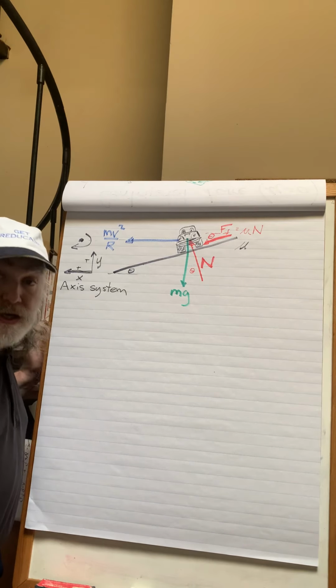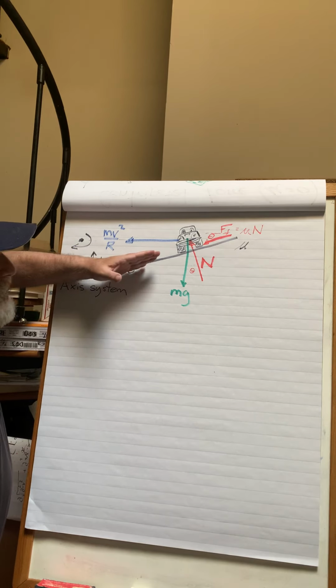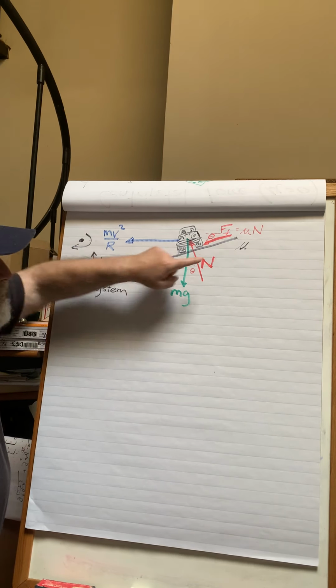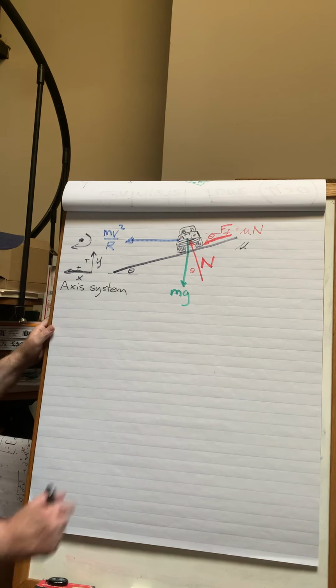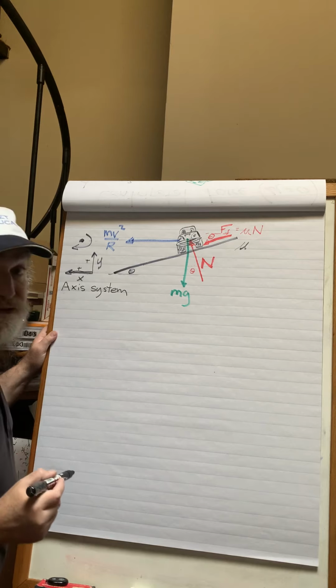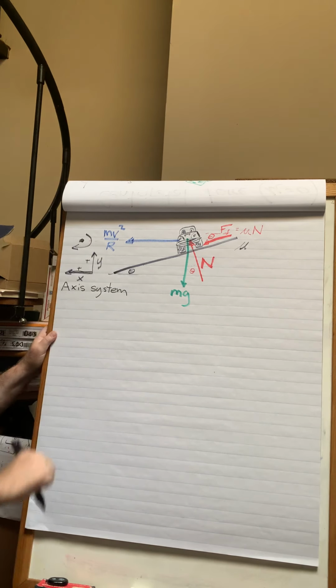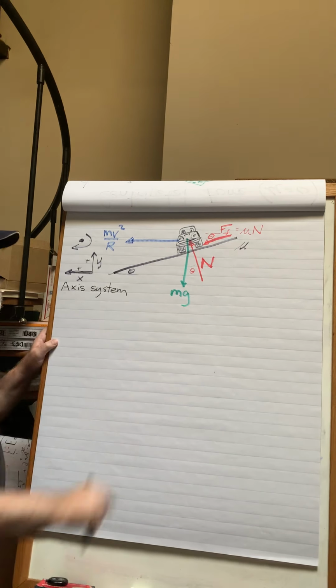Okay, we're ready to do the centripetal force problem of a banked roadway that has friction, mu. And so we're going to want to define an axis system. I defined x as positive to the left and y as positive up. And my question is, what provides the centripetal force?